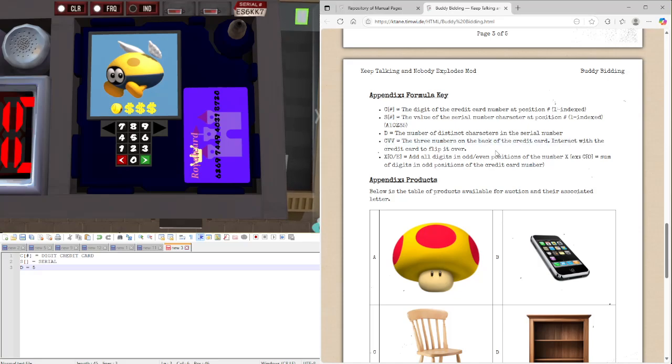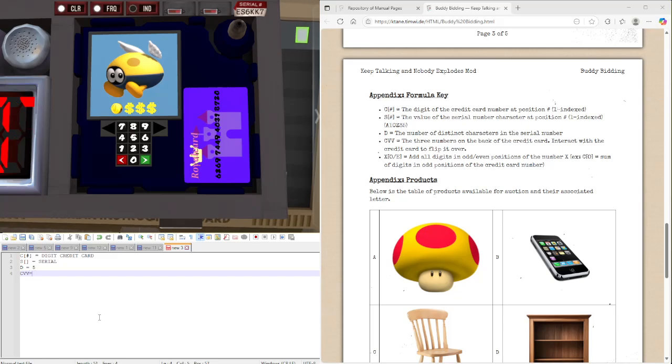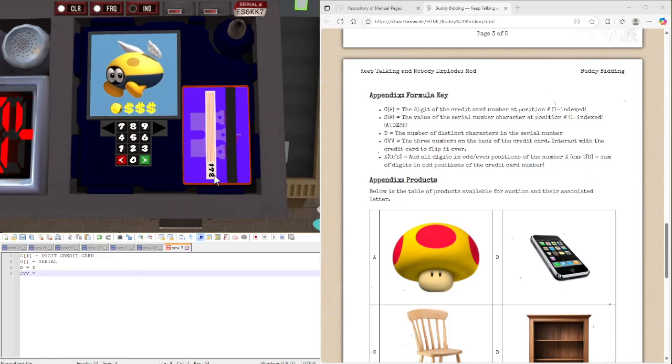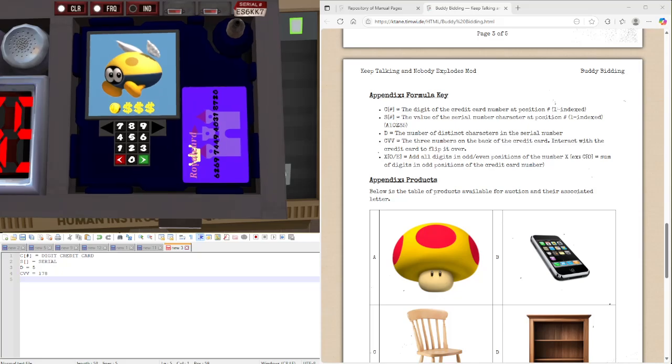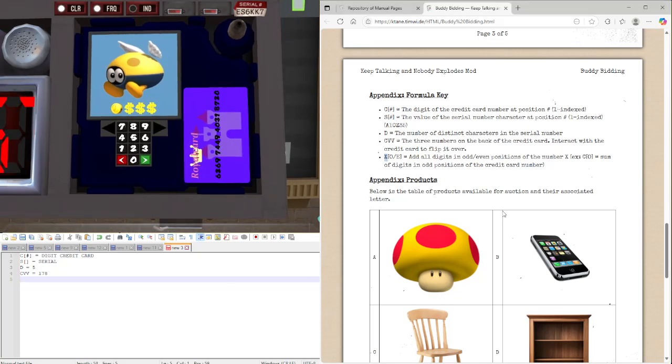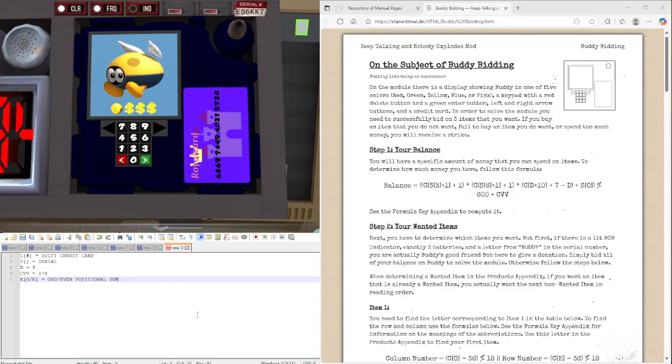CVV is the 3 numbers on the back of the credit card, so the CVV is 178. And finally, this X means either C or S, and we're adding up all the odd or even positions: if it's an O, we add up the odd positions, and the even positions if it's E. So now we've got all the syntax out of the way. I don't know if that's the right word, but let's go.